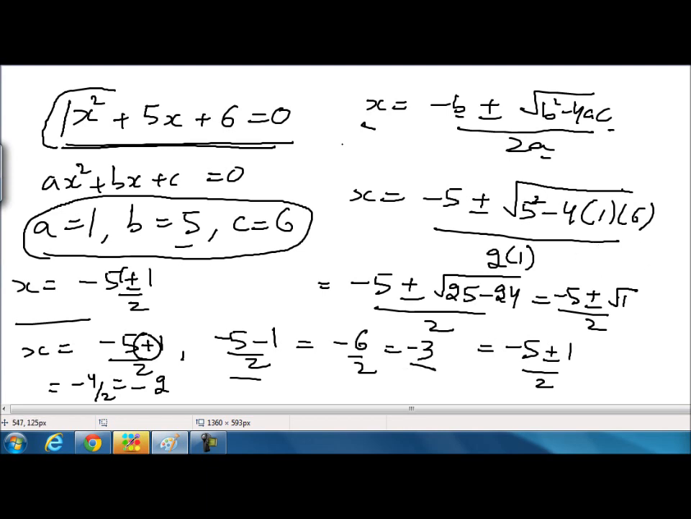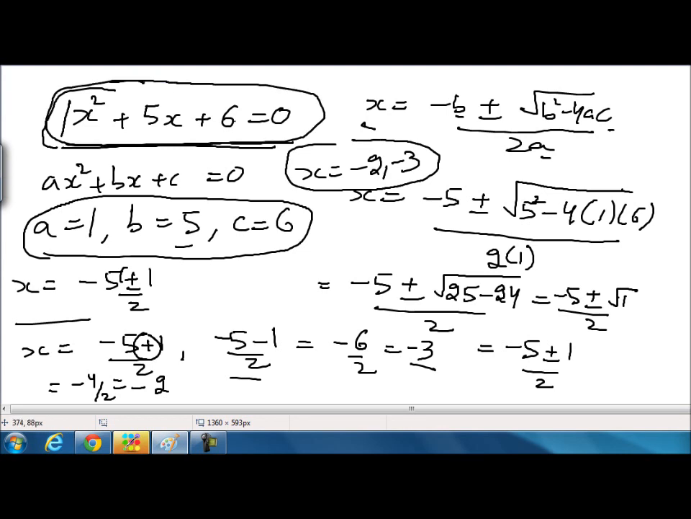So the value of x comes out to be x is equal to minus 2 and minus 3, and this is the solution of this quadratic equation, and we have solved it using the quadratic formula. Similarly, all the equations can be solved, and in the next video I'll be covering some more examples.